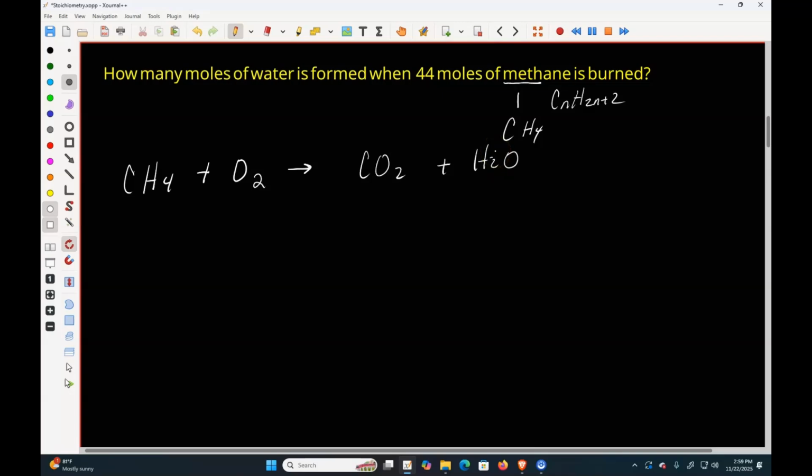I like to label everything. So I have 44 moles of methane. I'm looking for moles of water. So we'll start with 44 moles of CH4. All right, we need to balance this equation before we go any further. So in balancing the equation, I need a 2 here. And let's see, 2, 2, 4. Okay, so it's going to look something like this.